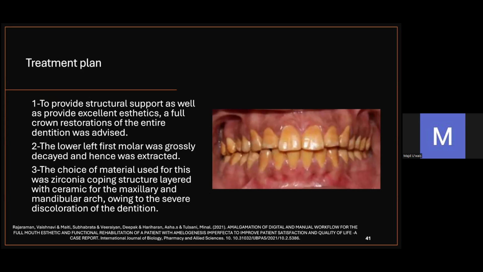The treatment plan was to provide structural support as well as excellent aesthetics. So a full crown restoration of the entire dentition was advised. The lower left first molar was grossly decayed, and hence it was extracted. The choice of material was zirconia coping structure layered with ceramic for the maxillary and mandibular arch, owing to the severe discoloration of the dentition.